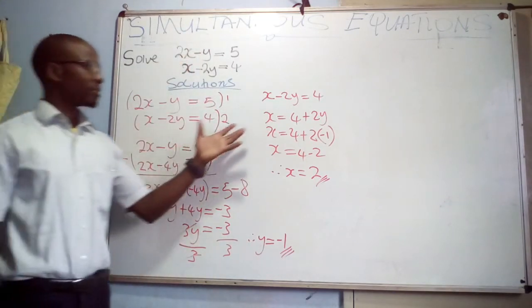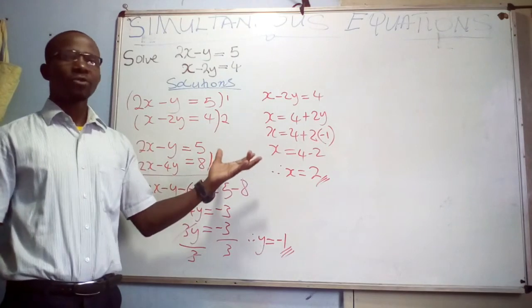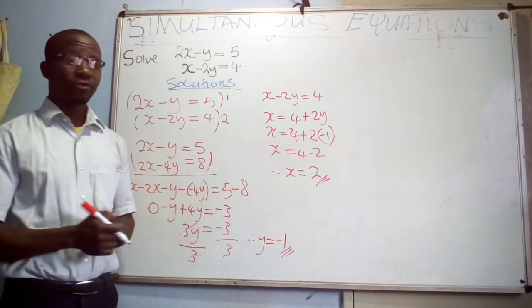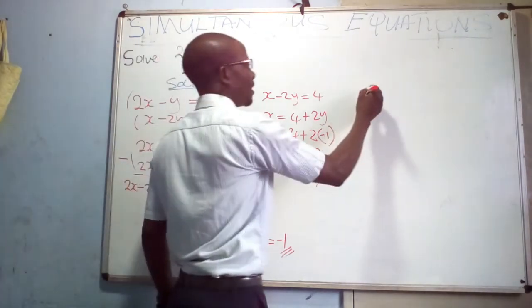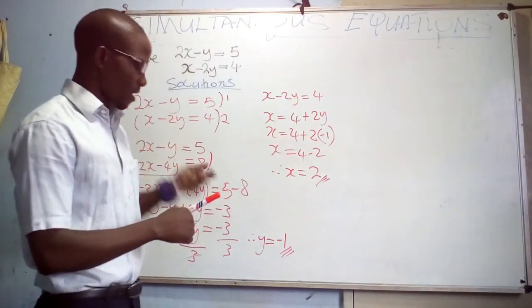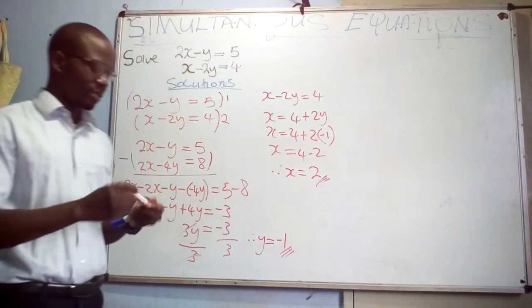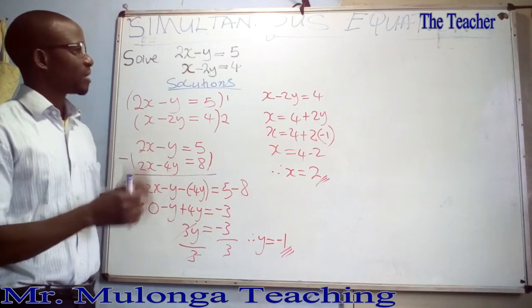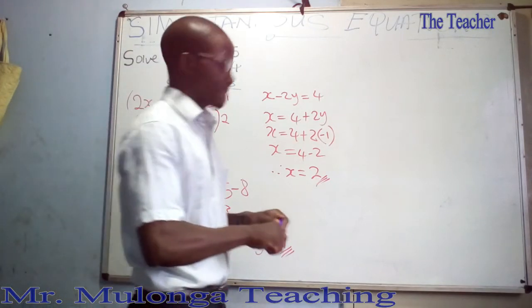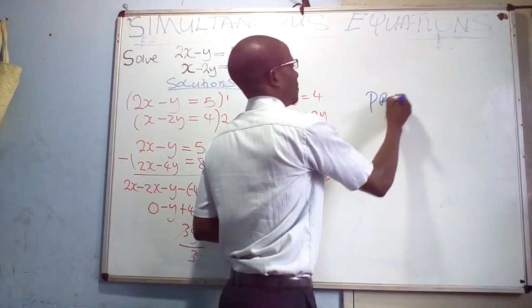The beauty about systems of equations like this is that you can conduct a proof. So we can say proof. We can conduct a proof. Let me just write it in a different color. So we say proof.